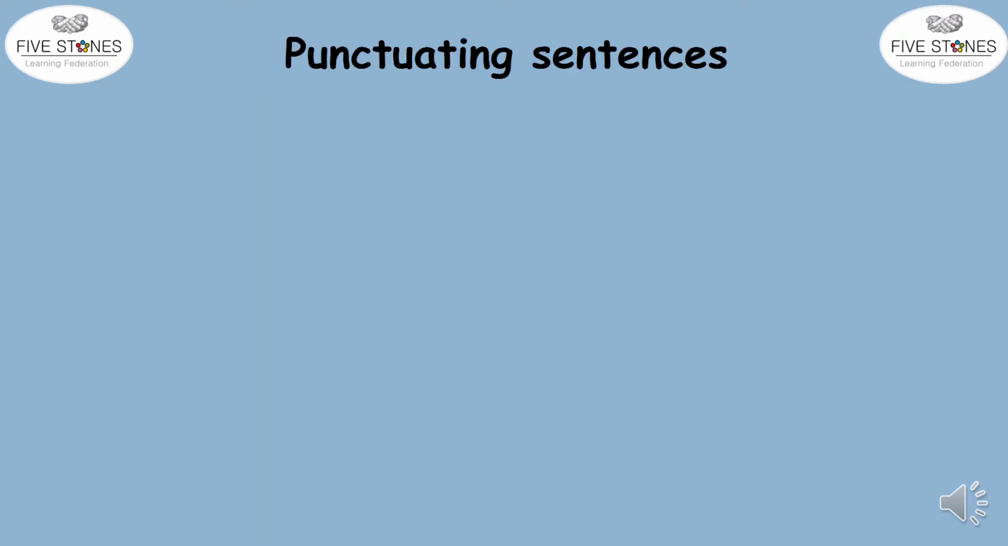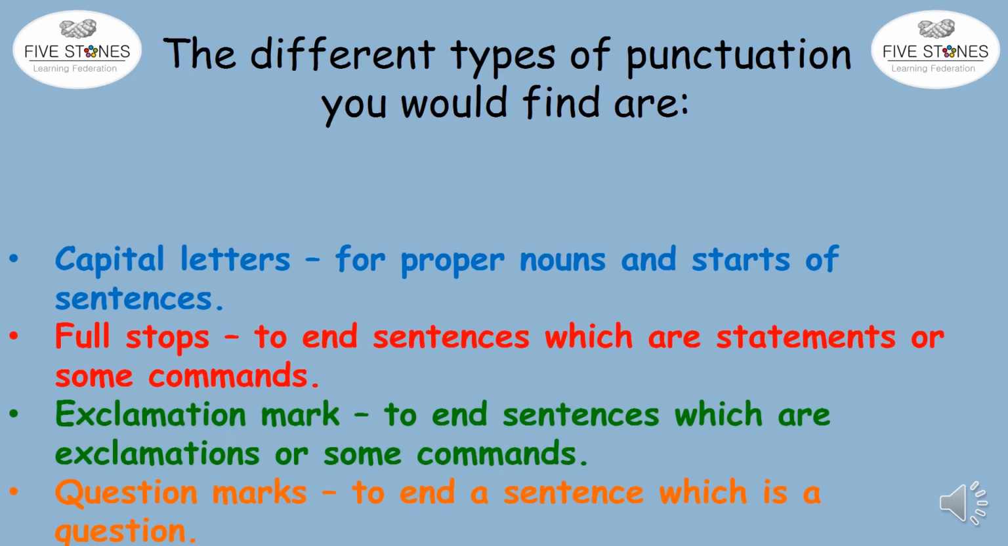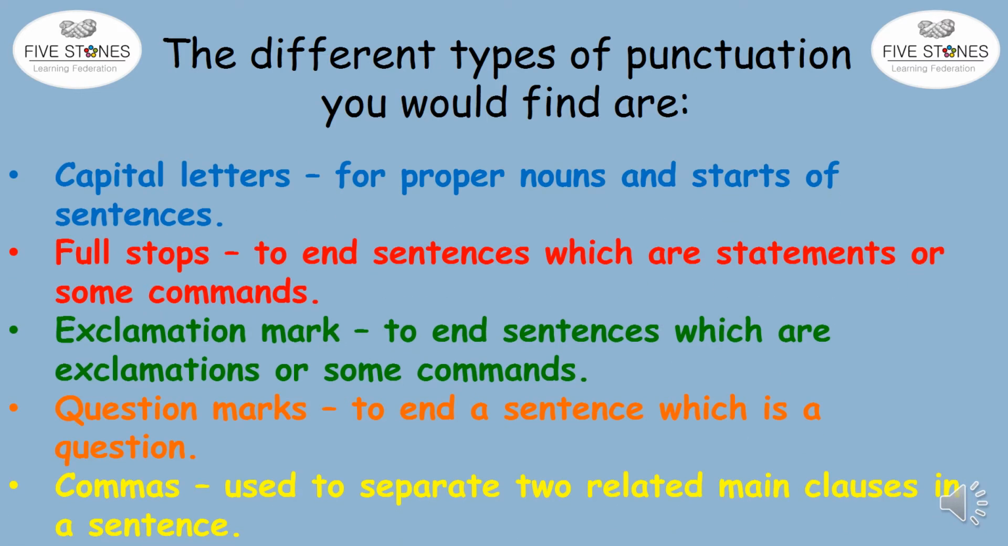Next one we are going to look at is how we would punctuate a sentence, so the different types of punctuation we would use. The punctuation we might use in a sentence would be capital letters, and they're used for proper nouns or to start sentences. Full stops, they're used to end sentences, which are statements and some commands. Exclamation marks, which are used to end sentences, which are either an exclamation or some commands. Question marks, they're used to end sentences, which are questions. Commas, they're used to separate two related main clauses in sentences.